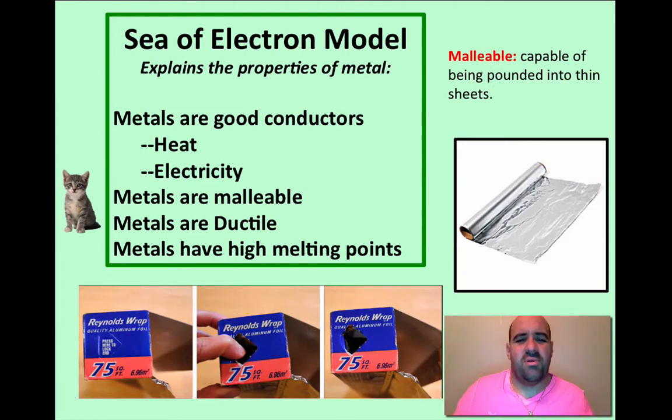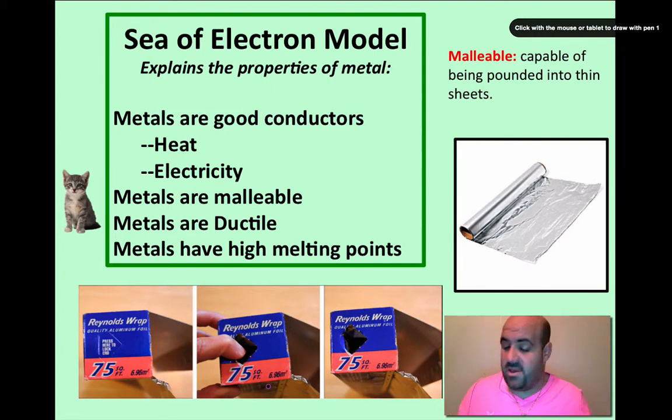Metals are malleable. And what does that mean? Well, malleable just simply means being capable of being pounded into thin sheets. Think aluminum foil. We can pound metals into thin sheets. You think about an ionic crystal. You couldn't pound an ionic crystal into thin sheets. It would fracture or break or cleave.